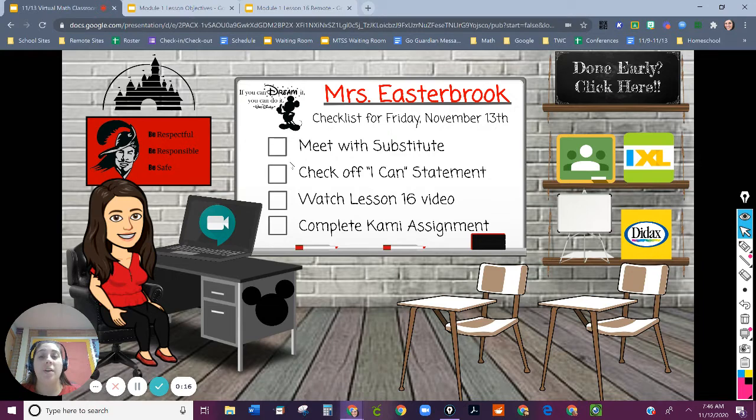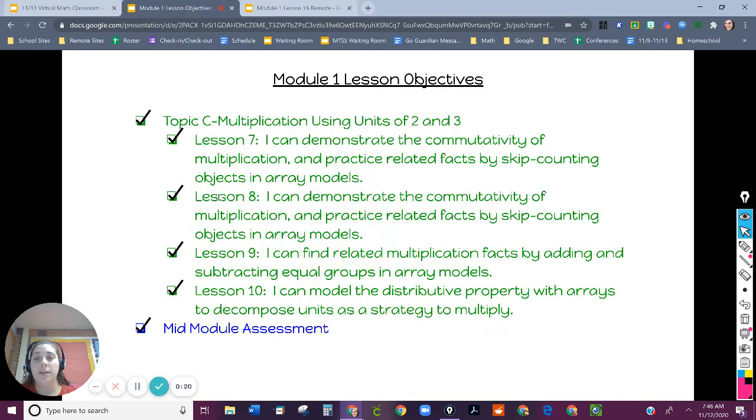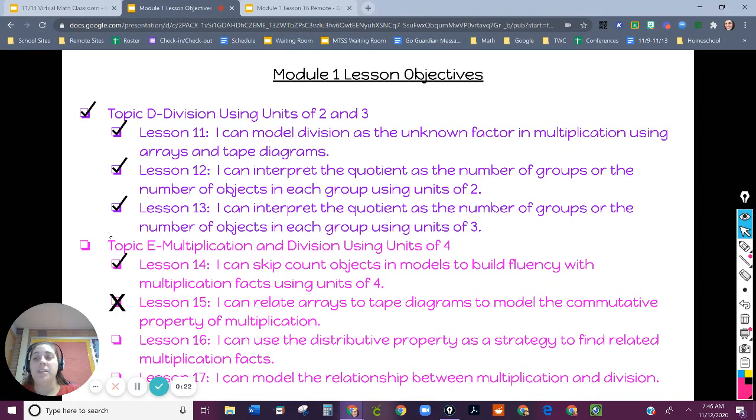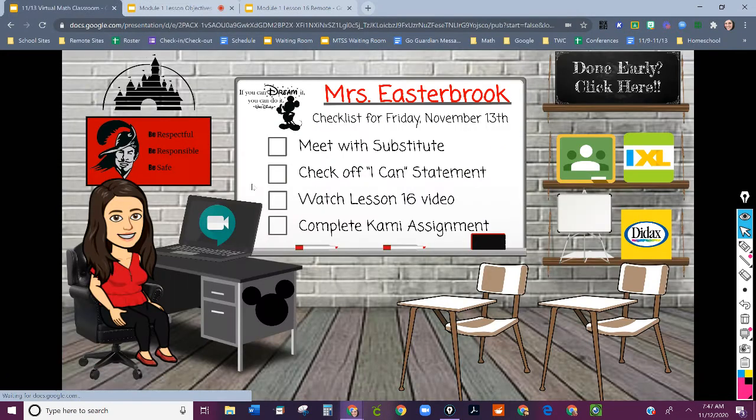Okay, we're going to start off with checking off our I can statement. So if we take a look, we're still working here in topic E. We have finished lesson 14, so you should now be able to say, I can skip count objects in models to build fluency with multiplication facts using units of 4. We are skipping lesson 15, and currently we're working on lesson 16. Okay, so that's where we're at right now with our lesson objectives.